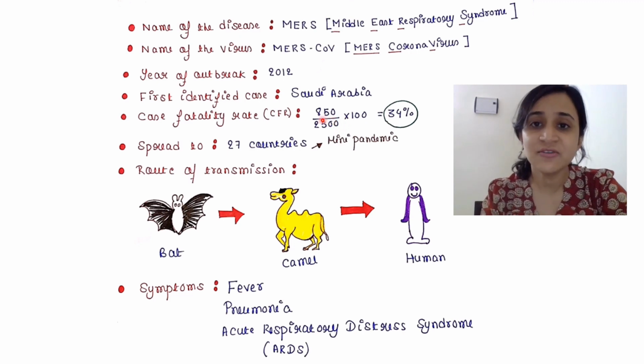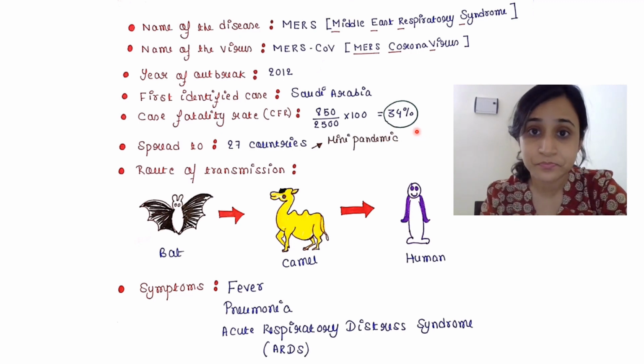Among them, 850 persons died. So, 850 divided by 2,500 into 100 will yield 34%. So, this time, the case fatality rate or CFR was 34%. That is pretty much higher and it's dangerous. The virus has spread to 27 countries and caused a mini pandemic again.